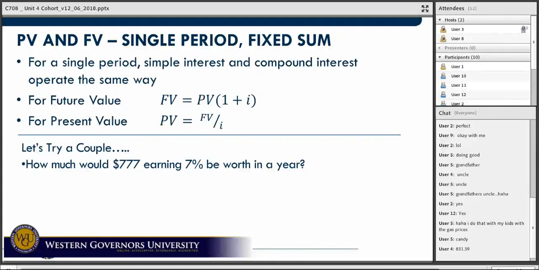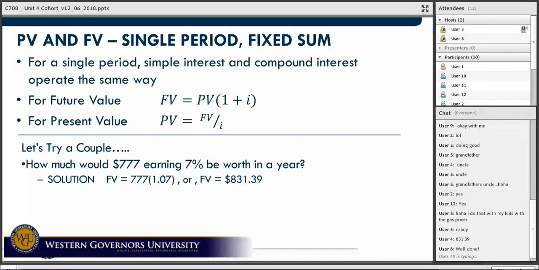People are like, oh, I didn't know there was going to be an actual participation section. 833.39. Let's see. Holy mackerel. Kaboom. There it is. It's just that simple. Samita gets out in front. Nicely done.